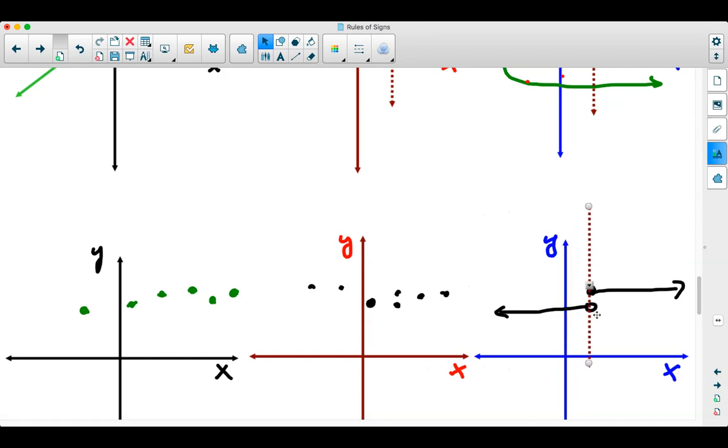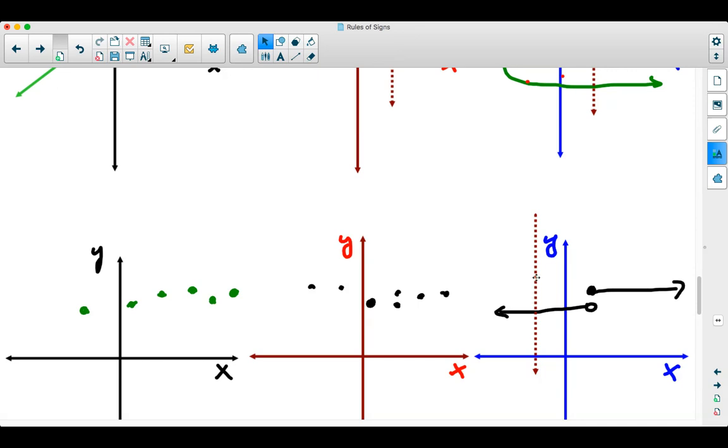Okay, yes, this one is a function. Even though it looks like at this level that it does not pass the vertical line test, the fact that this is a hole means that there's nothing there. And this is a dot, which means that there is something there. So that's a piecewise function that you are going to discover later on. So this one also is a function, because it passes the vertical line test.